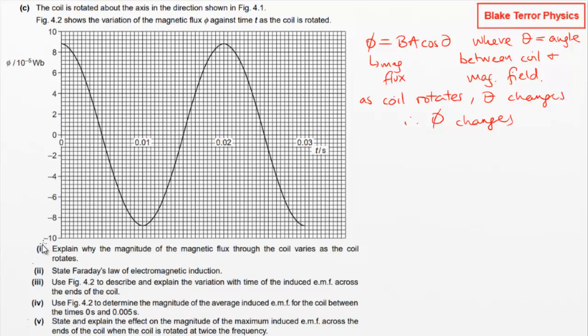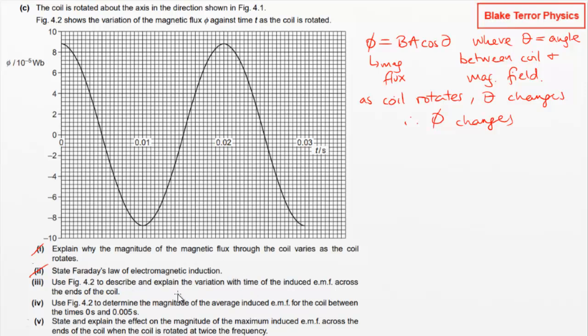Cool. State Faraday's law of electromagnetic induction. Right, to save space, I'm just going to say this then. So yeah, Faraday's law is that the induced EMF is proportional to the rate of change of magnetic flux linkage. There we go. The third part, use the graph to describe and explain the variation with time of the induced EMF across the ends of the coil.